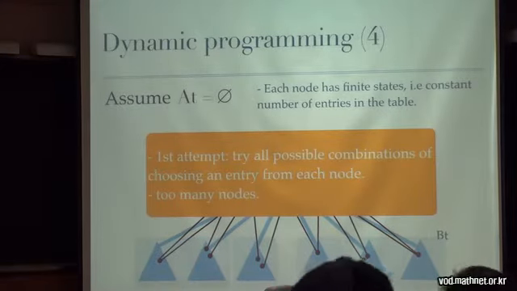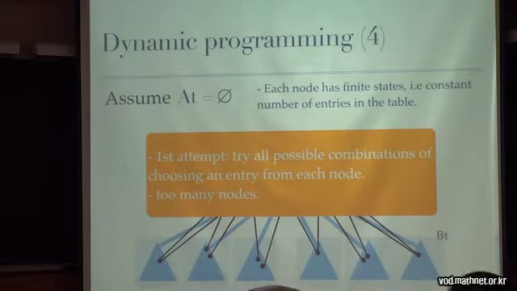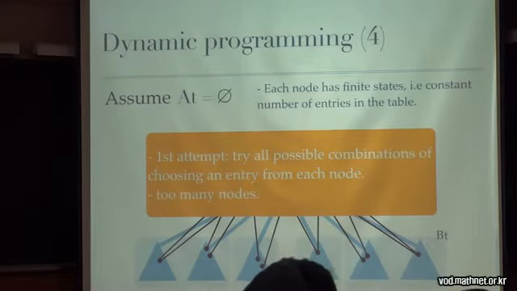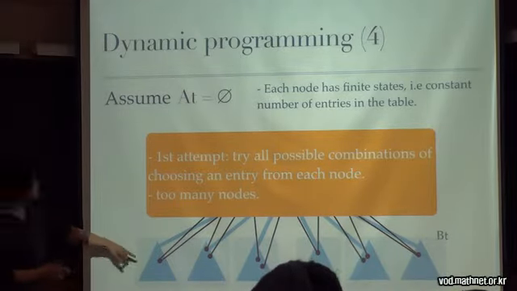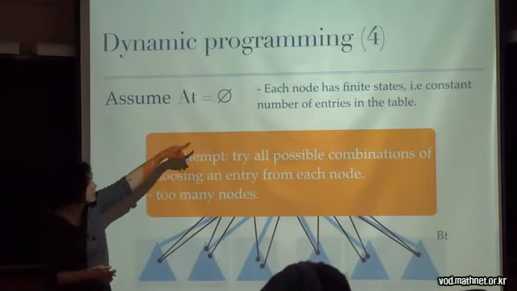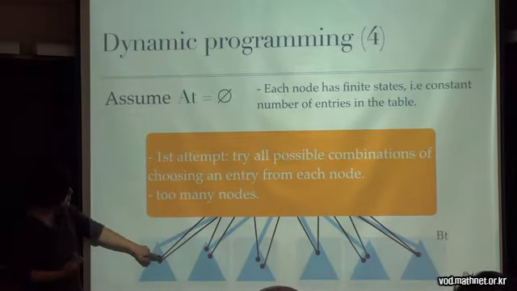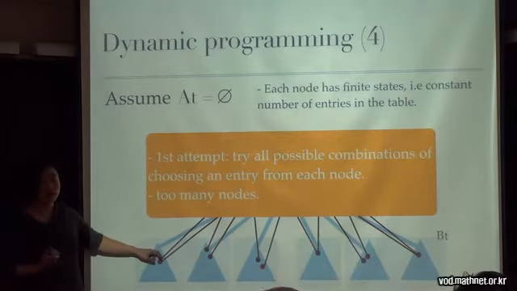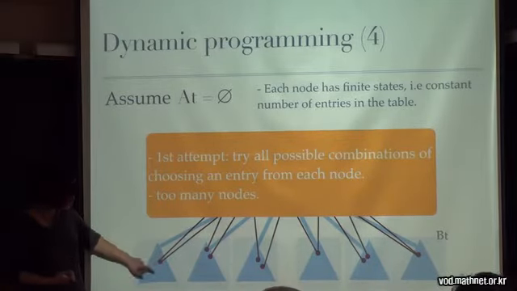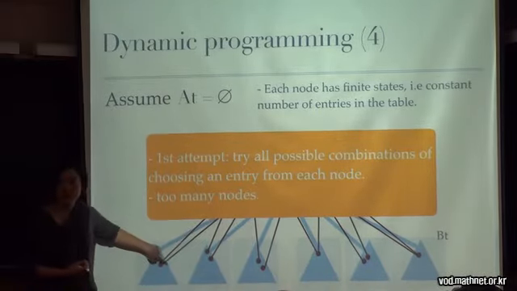Okay, let's do it step by step. Each node has finite state. What does it mean, finite state? It means that the state is the encoding of partial solutions for the induced subgraph here.